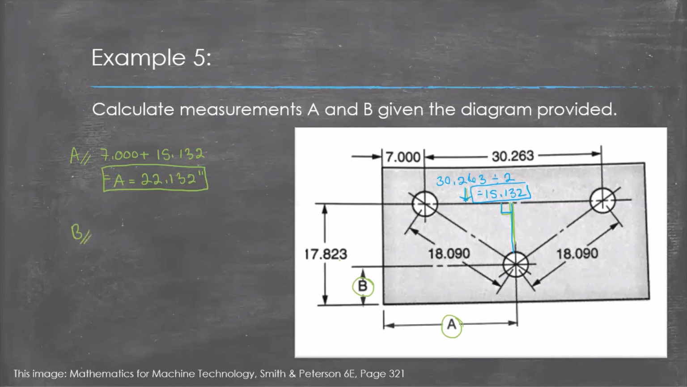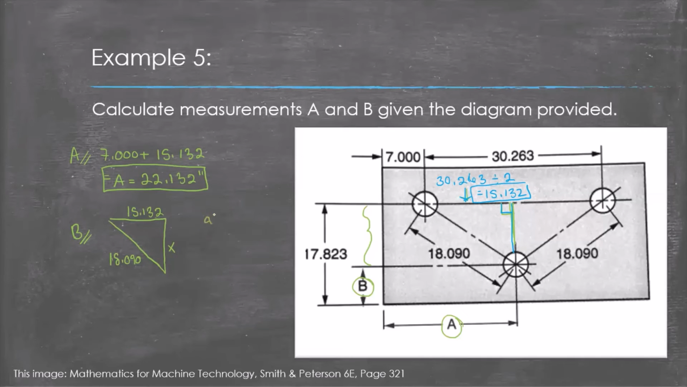Now I want to figure out, what is B? In order to find B, I know the height from the center of this top hole down to the bottom of the block. I need to be able to subtract this measurement. That's the same as the height of our triangle. And we do have a formula that we can use to calculate that, so we can use the Pythagorean theorem. For the triangle we're looking at, in order to find the height, I'm going to call this X just because I'm looking for it. We have 18.090 and I have 15.132.